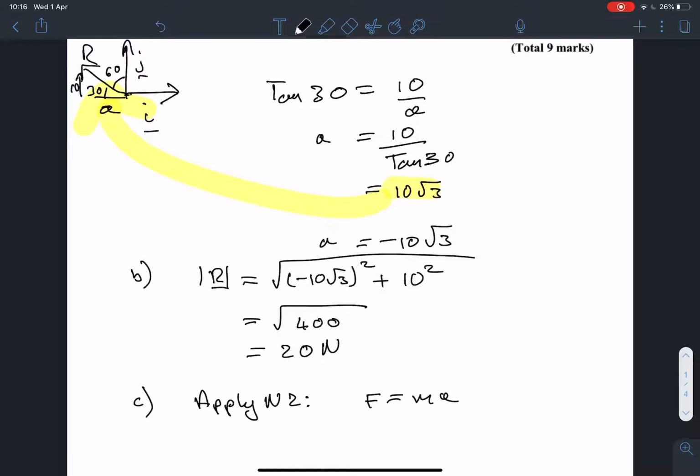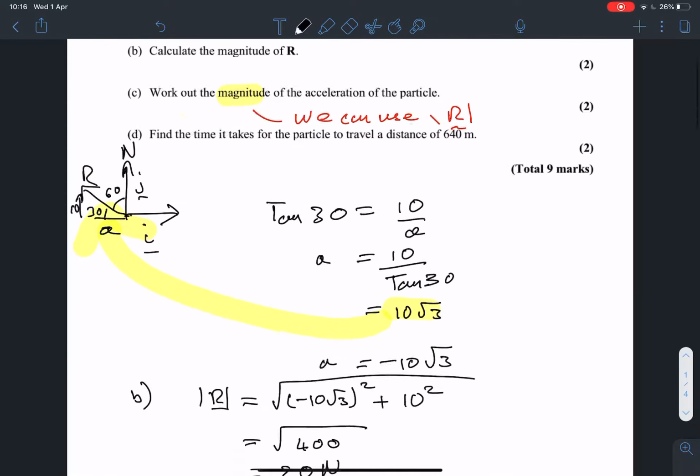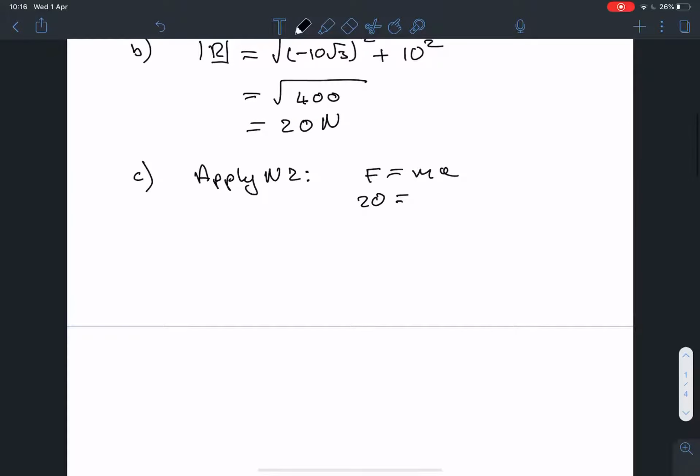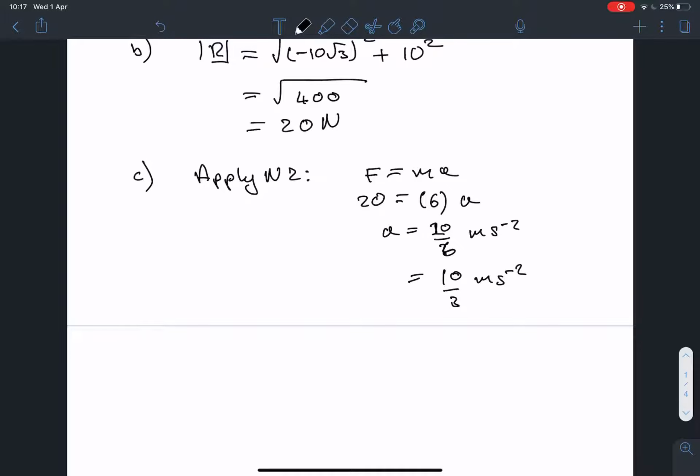The magnitude of the force is 20. The mass, if I remember rightly, was 6. Just check that. So 6, and the acceleration A is what we're working out. So A equals 20 over 6, which is 10 over 3 meters per second squared, or 3.3 recurring, if you'd rather.